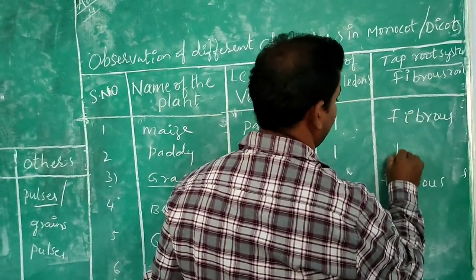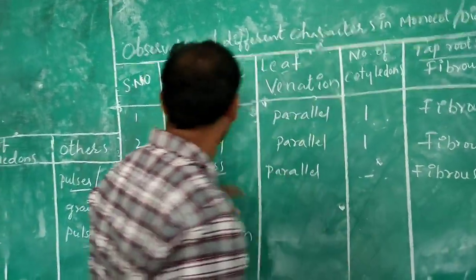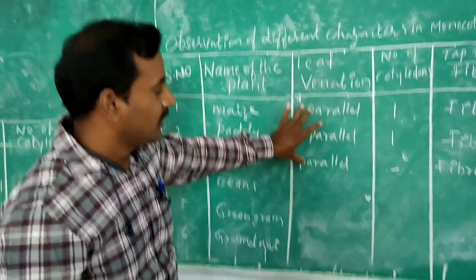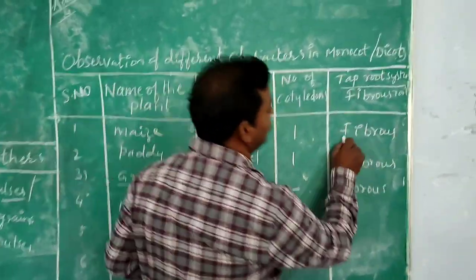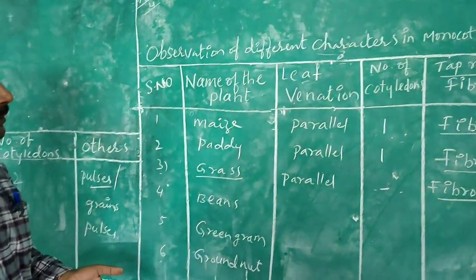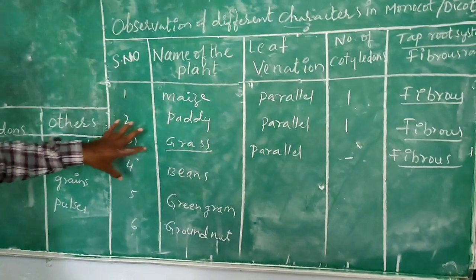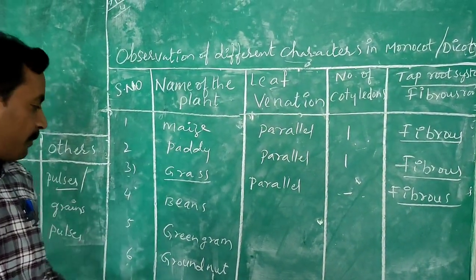Why do they have a fibrous root system? We decided they have a fibrous root system because they have parallel venation. If the plant has parallel venation in the leaves, it should have a fibrous root system. I already gave some examples of different plants. That's why we wrote it here, though we don't have any maize or paddy plants.